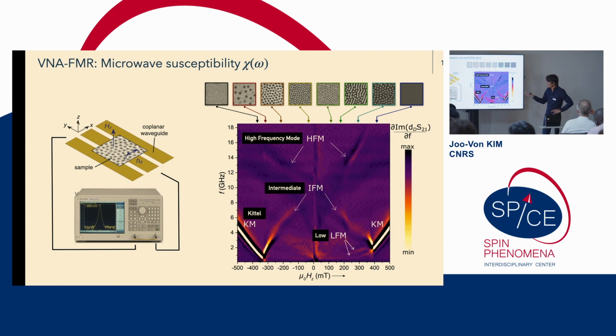But essentially, we see a number of features which are correlated with the different domain states. So for example, Km corresponds to the Kittel mode, something that we only see when the film is fully saturated. Different families of high frequency, intermediate, and low frequency modes, shown here by the different arrows. And so we spent a lot of time trying to understand what these different branches correspond to.